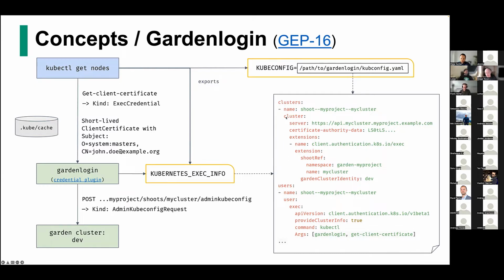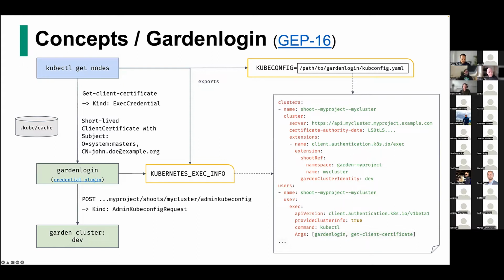And the important part of the information which the Garden login plugin needs is the shoot reference and the cluster identity, because the Garden login plugin calls a sub-resource of the shoot cluster in the Garden cluster. And this sub-resource name is admin kubeconfig. And in order to do this request, we need this exec info, additional information. And then the sub-resource returns an admin kubeconfig request object to the Garden login plugin.